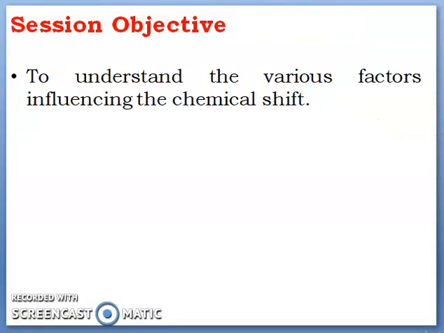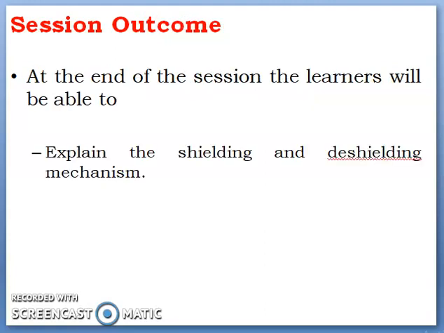The objective of the session is to understand the various factors influencing the chemical shift. At the end of the session, the learners will be able to explain the shielding and deshielding mechanism. Before going to this, let us revise the principle of NMR spectroscopy and the chemical shift again.